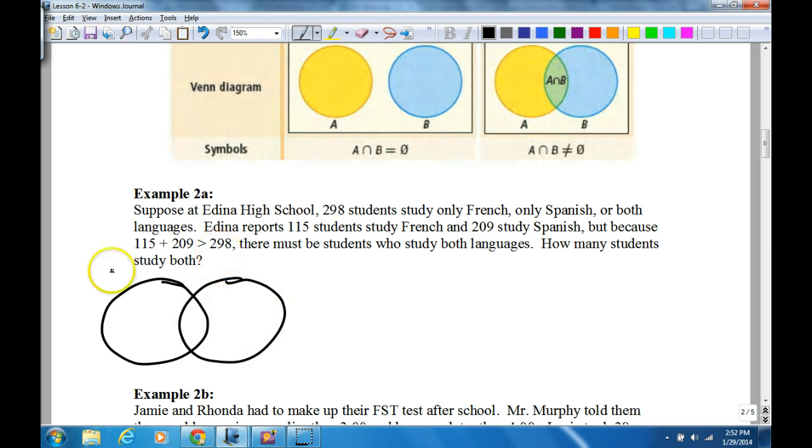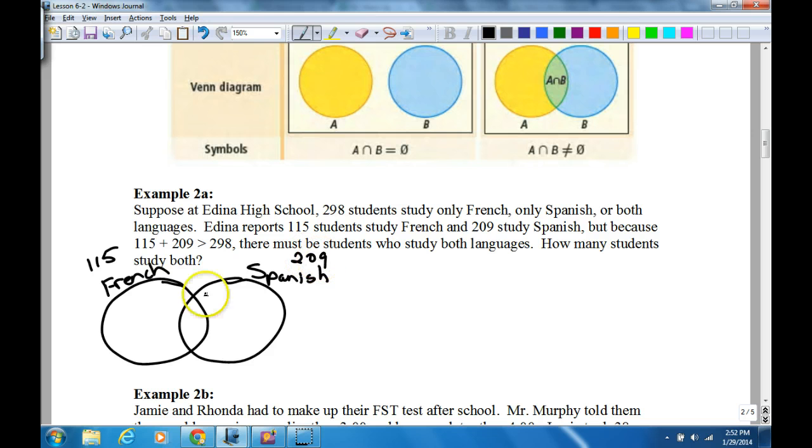Okay, my left side is going to be French. You could just say F if you want. My right side is going to be Spanish. Okay? So we know that 115 students study French. And we also know that 209, I'm going to put that above the French, 209 study Spanish total.